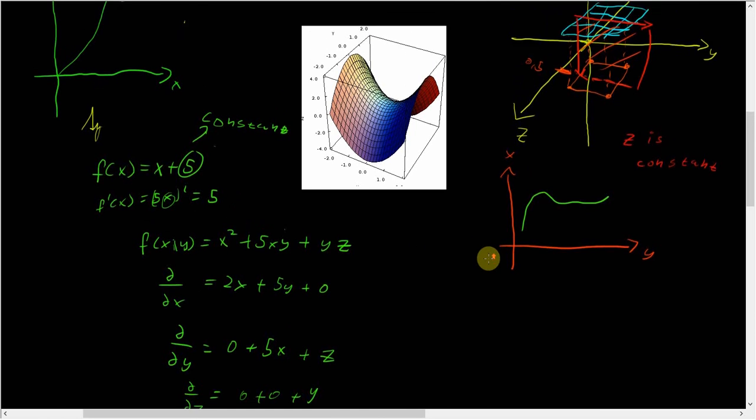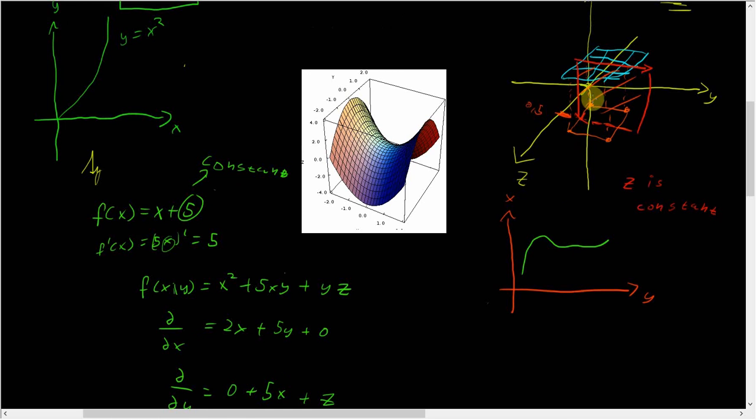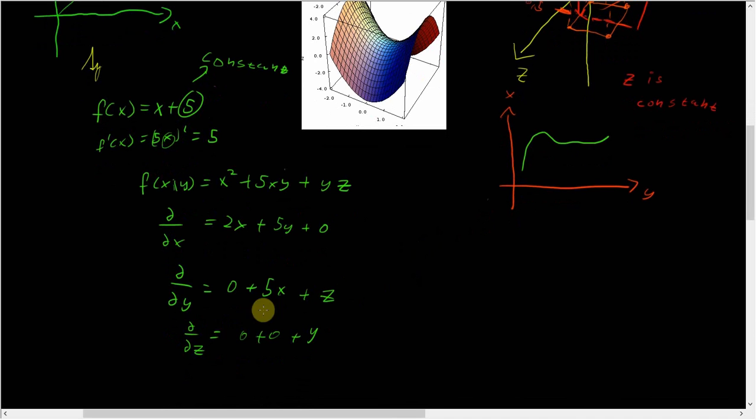So here we kept z as a constant, and obviously our function was changing according to our y-axis and our x-axis. So that means it definitely wasn't this. It was either this one where z was constant, or this one where z was constant as well. You can try and figure out which one of these it was and let me know in the comments.